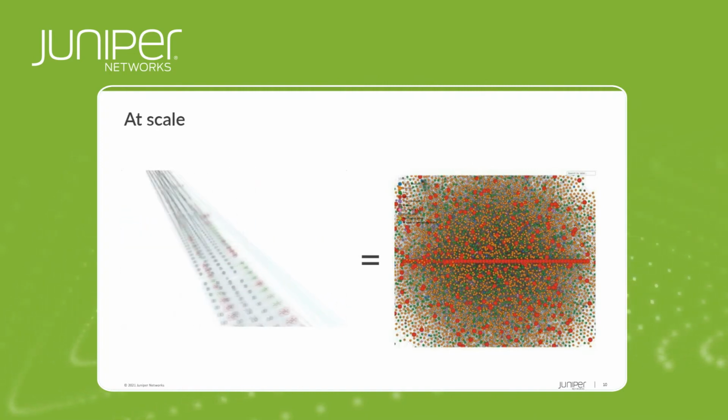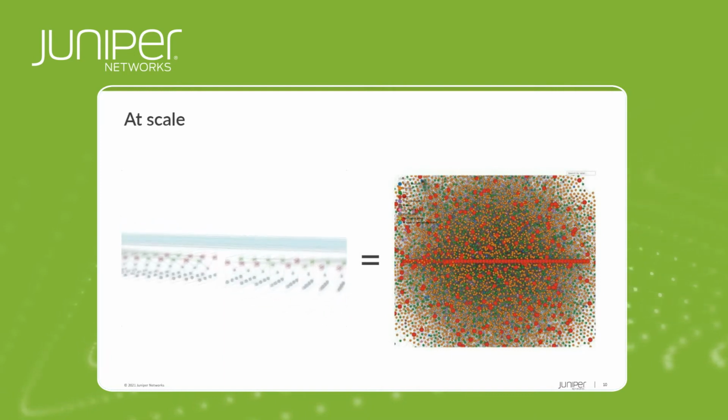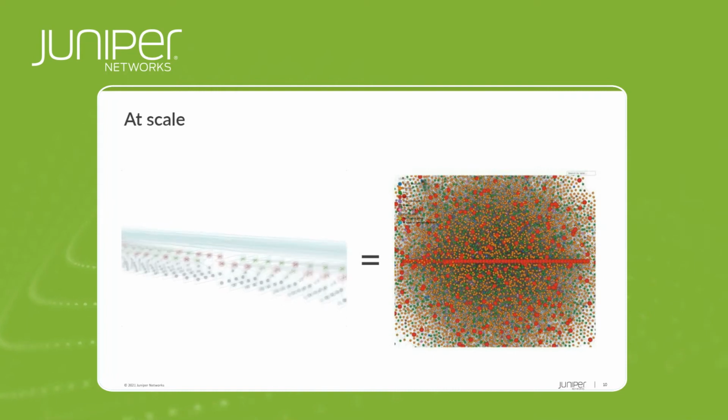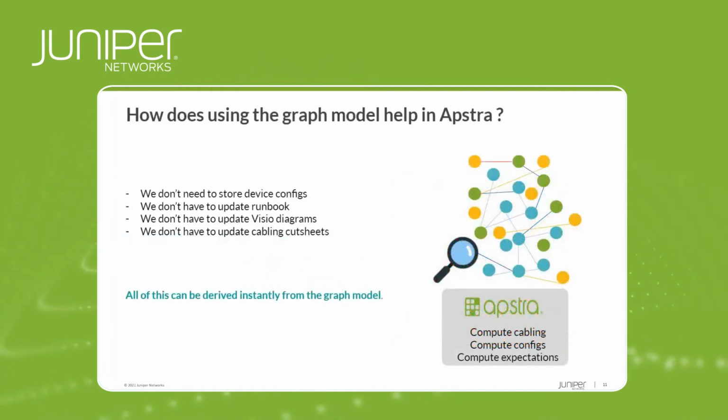From there, we can do a number of things. Unlike traditional automation solutions, we don't need to store things that are basically a result of the intent. So we don't store device configurations. We don't store cabling maps.